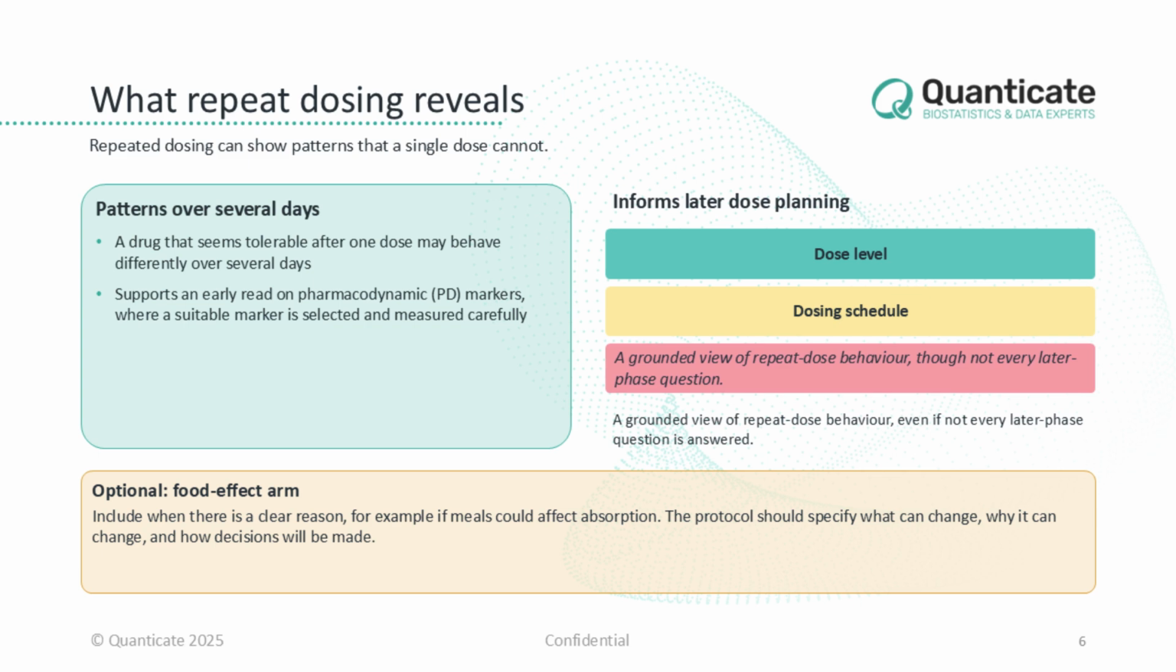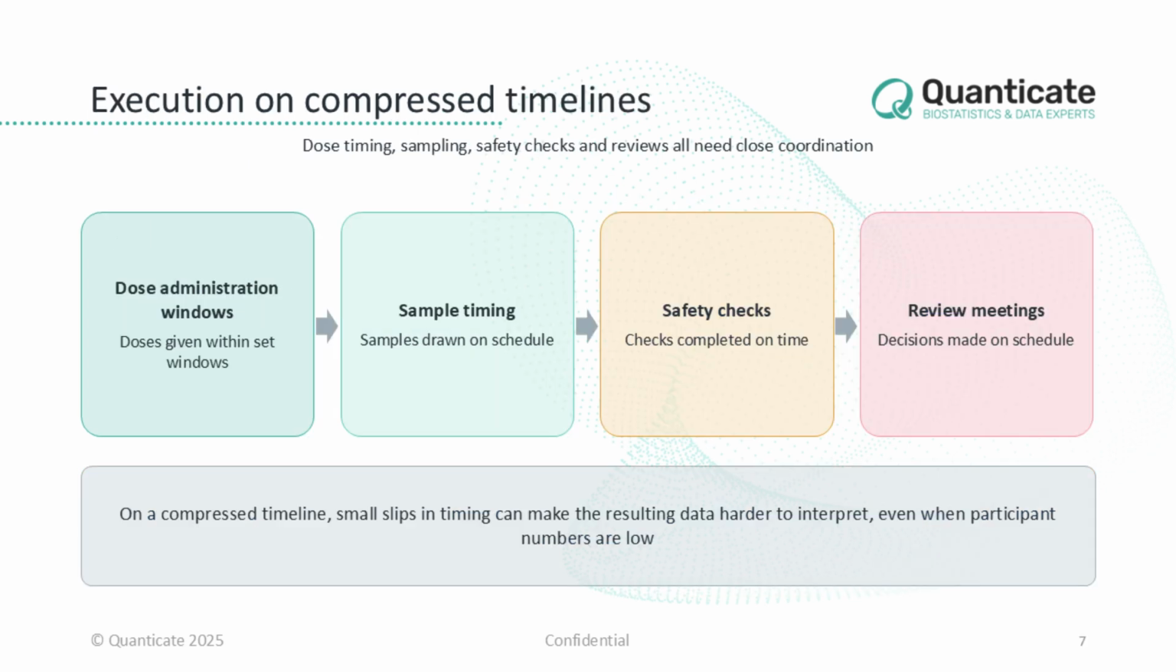Optional elements, such as food effect work, can be useful when there is a clear reason to include them. A food effect arm may make sense if meals could affect absorption, or if likely clinical use makes that question important early. But the risk comes when flexibility becomes too open-ended. The protocol should specify what can change, why, and how decisions will be made. Execution matters because these studies often run on compressed timelines. Dose administration windows, sample timing, safety checks, and review meetings all need close coordination. If it isn't, the resulting data can be harder to interpret.